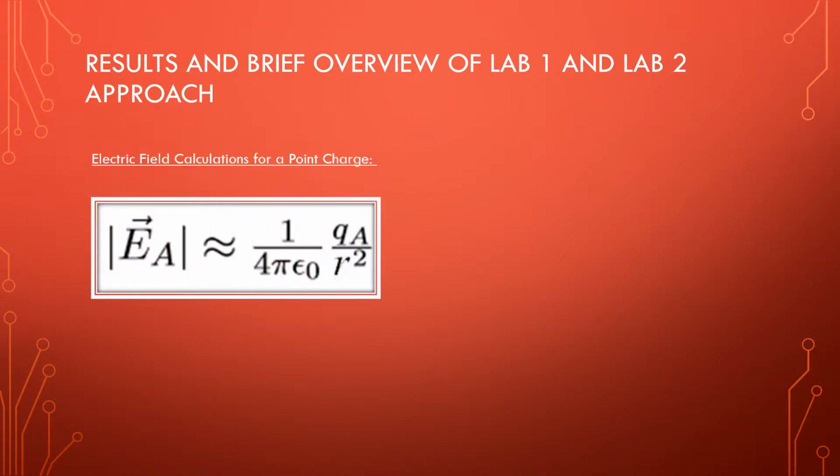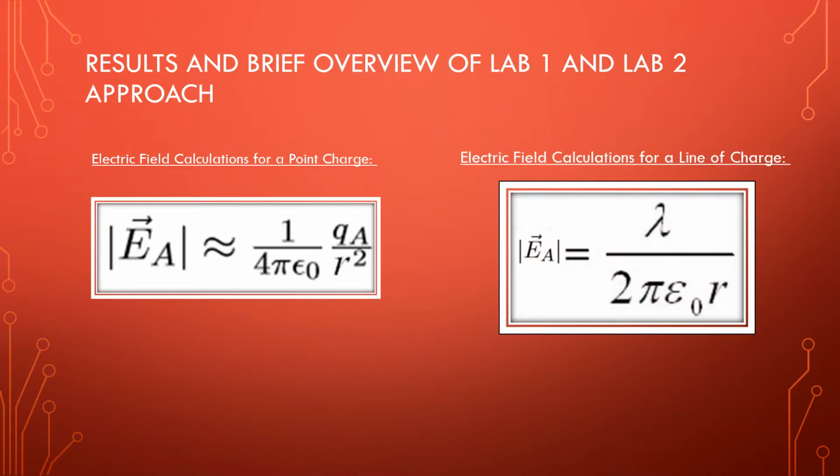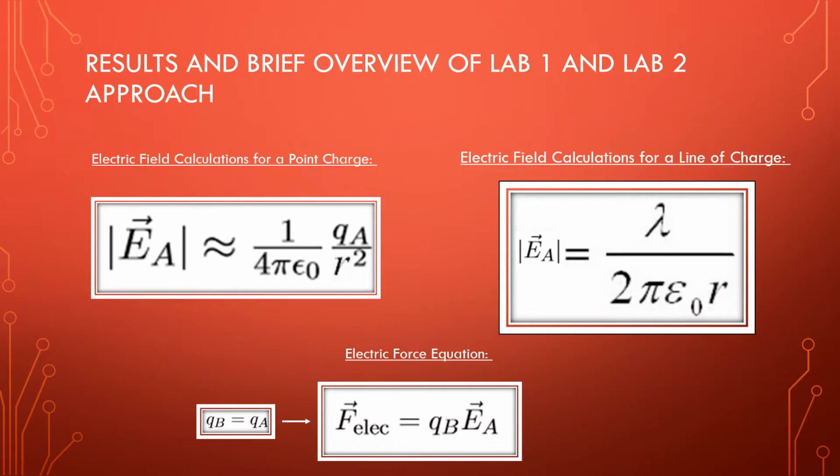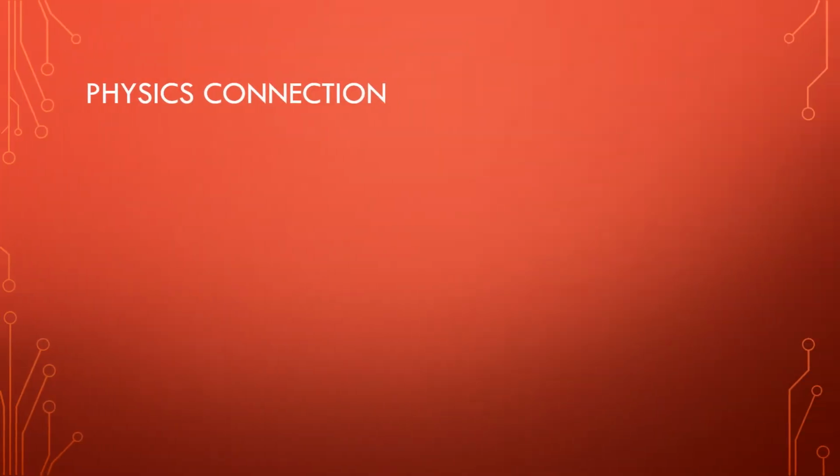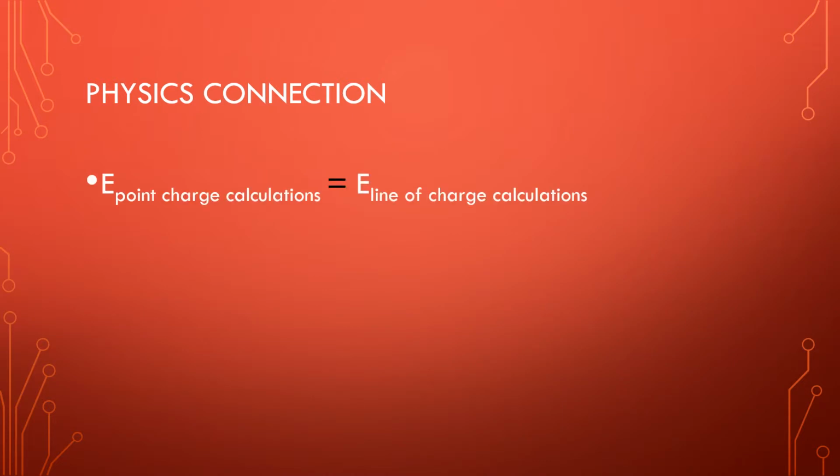However, in Lab 1, we treated this charged piece of tape as a point charge instead of a line charge. Electric field calculations for a point charge differ from that of a line charge. However, you calculate the electric force with the same equation for a point charge and a line of charge. As previously discussed, the most important concept to grasp in this lab is that the calculations for the electric field of a point charge and the electric field of a line of charge are not the same, but electric force is calculated in the same way.